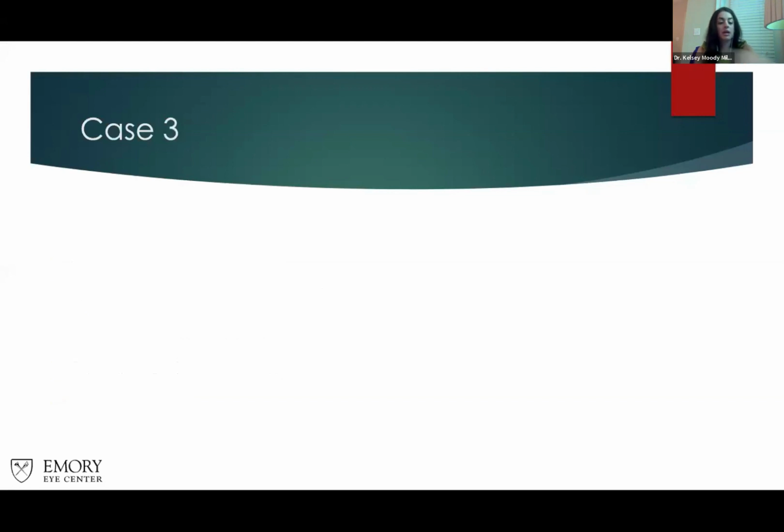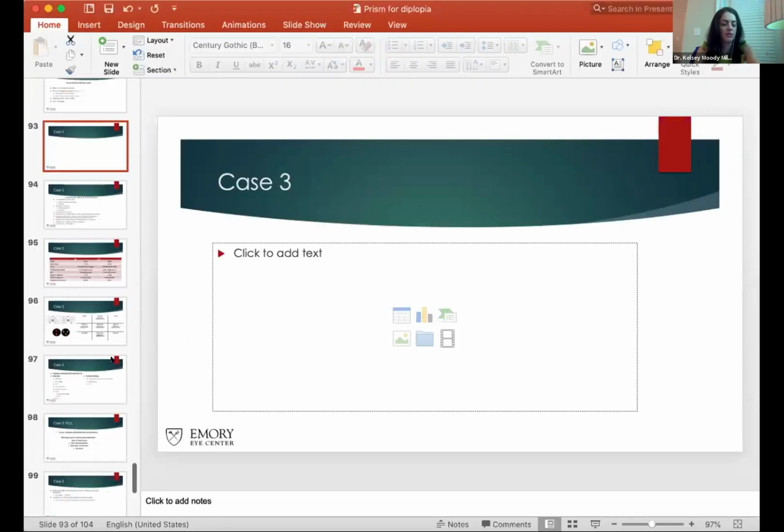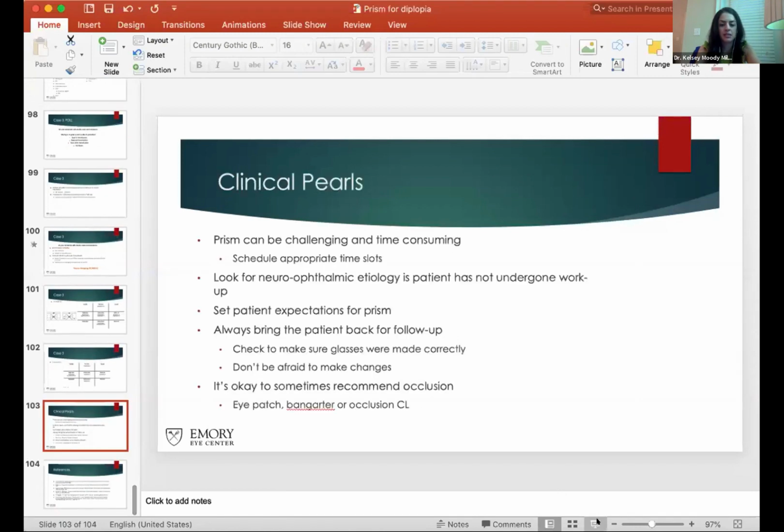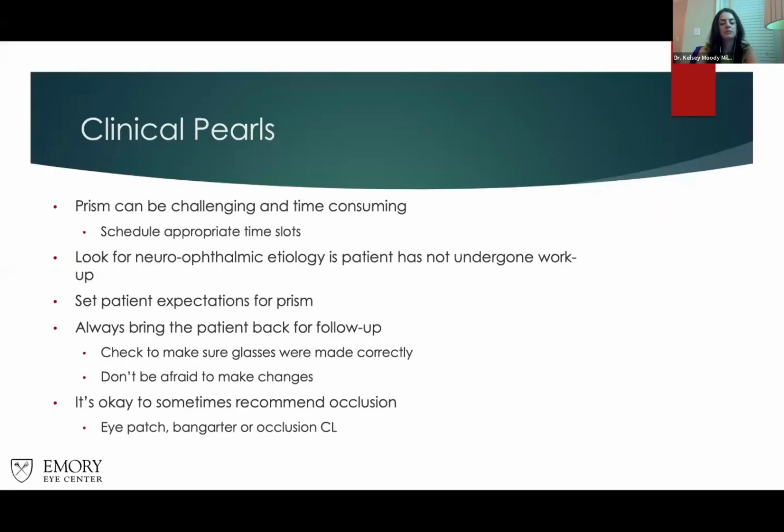Okay, I'm actually going to skip this case just so we have time for questions, because it really just talks about occlusion. So in general, prism can be challenging and time consuming. And so you really want to make sure you're scheduling appropriate time slots. Often these patients need about 45 minutes to an hour, maybe 30 minutes for a follow-up. You want to make sure that a neuro-ophthalmic etiology has been worked up either by yourself or by the referring provider.